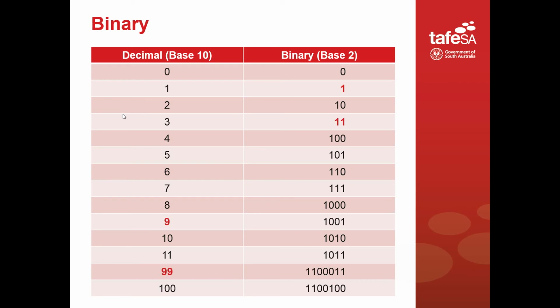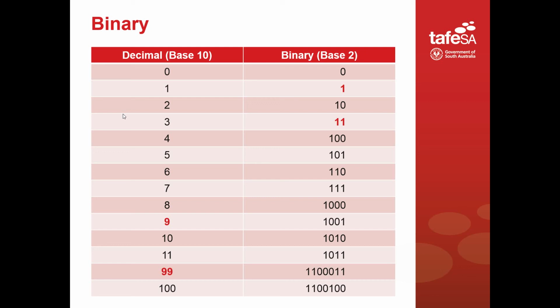So let's go into binary. If you have a look at the left-hand column there, this is the decimal system that we're used to counting in. So we go 0, 1, 2, 3, 4, 5, 6, 7, 8, 9. And once we reach 9, we've got no more numbers, so we go back to 0 and we add a 1 in front of it, which gives us 10. We're all very familiar with counting in what we call the base 10 decimal system.